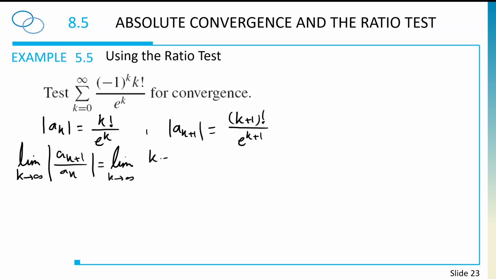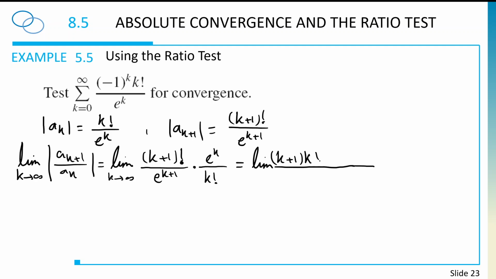Now once you divide, remember what we do? We start with a_(k+1) and then we multiply by the reciprocal of a_k. So this is e^k over k factorial. Now I need to see if there's any simplification. So this is the limit. We multiply and simplify. (k+1) factorial is basically (k+1) times k factorial, and e to the power of (k+1) I could split as e to the power of k times e to the power of 1, over k factorial, as k approaches infinity.